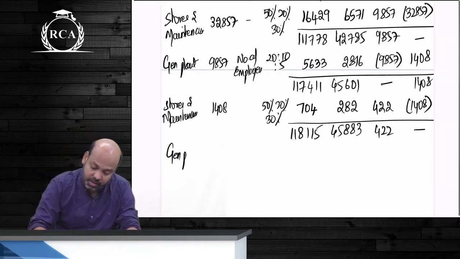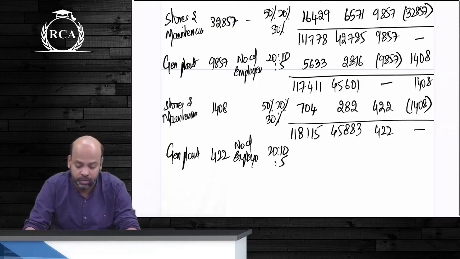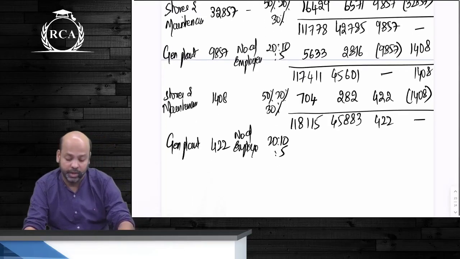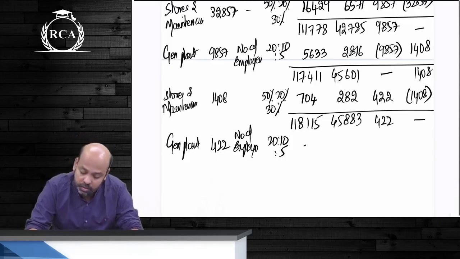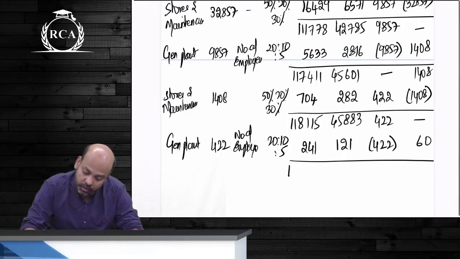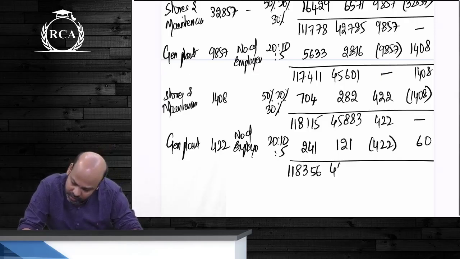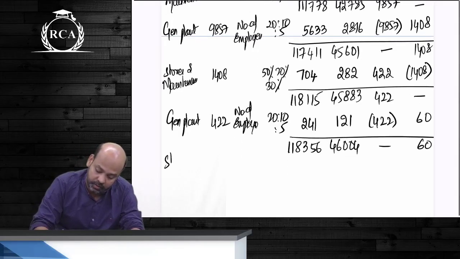General plant, beta, now 422 on the basis of number of employees. 20:10:5. So 422, guys, into 20 divided by 35. 241. So 120 and its half 60. So 118,356, guys, 45,181, 46,004 dash and 60. Stores and maintenance, guys, it is 60 rupees.